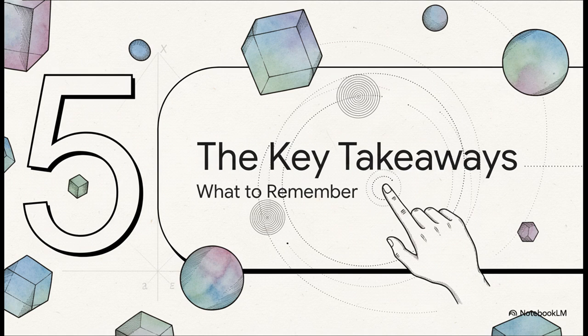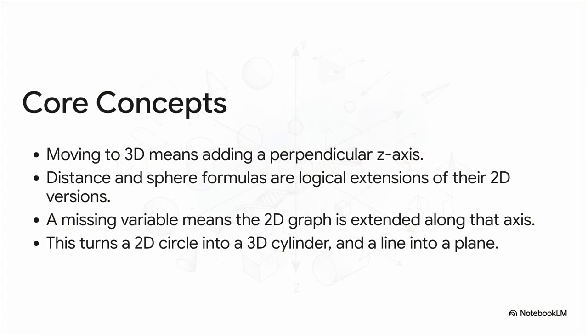All right, that was a pretty fast trip through the third dimension. So let's slow down for a second and just nail down the most important things you need to walk away with from this explainer. Here are the big ones. First, going to 3D is as simple as adding that z-axis. Second, those key formulas for distance and spheres, they're just souped-up versions of the 2D formulas you already know. But third, and this is the real mind-bender, when a variable is missing from a 3D equation, you take the 2D graph and just extrude it, or stretch it, along that missing variable's axis. And that's the whole secret to how a circle magically becomes a cylinder and a line becomes a plane.